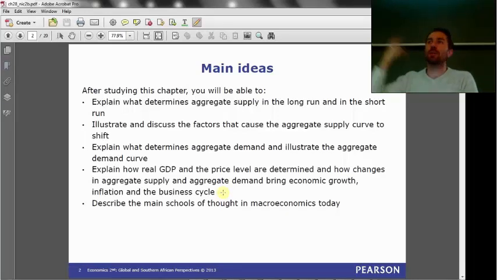The business cycle was something that we looked at back in the day, chapter 20, 21. In the very first few lectures, we explained the fact that there was something called a business cycle. We're going to look at a model that explains the business cycle. And then we'll just talk about the main schools of thought behind macroeconomics.